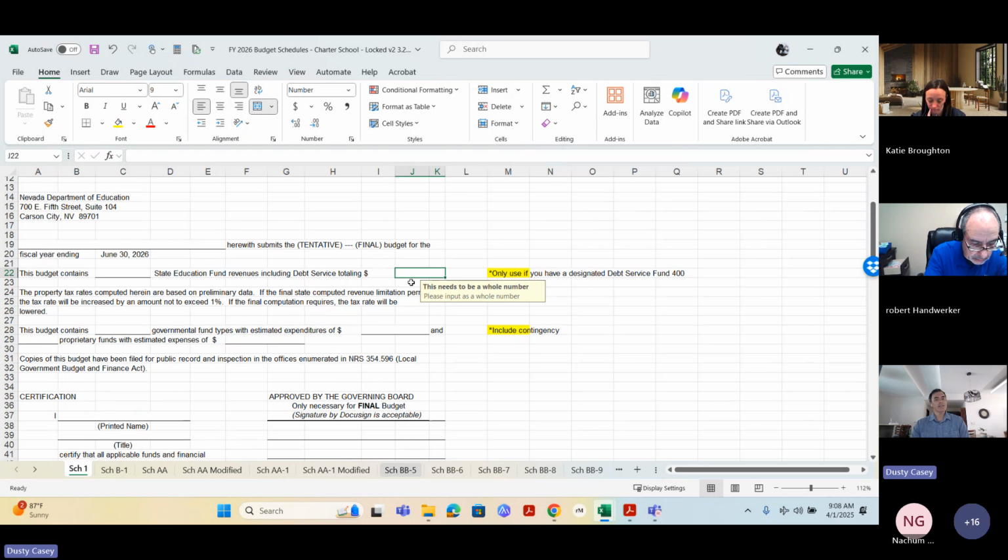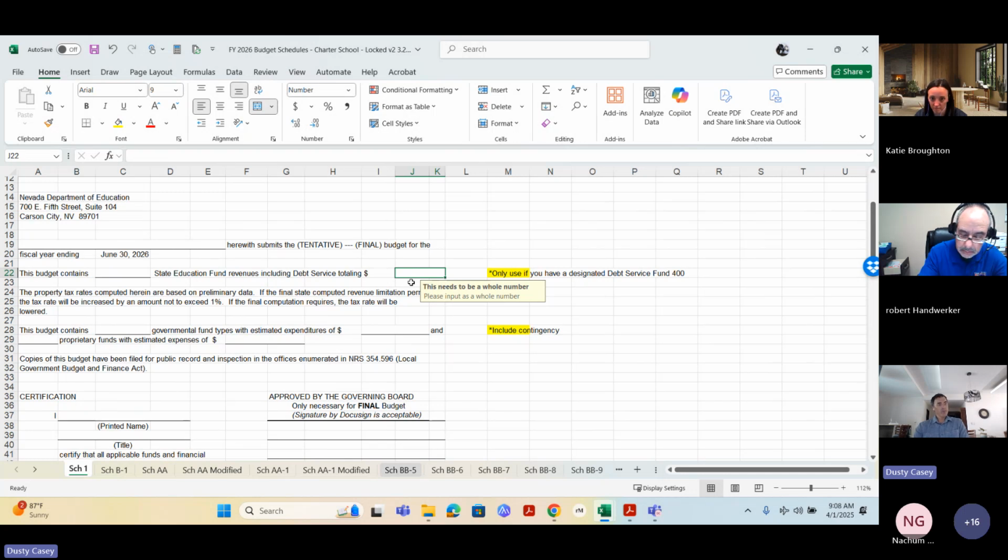The reason is this is the Department of Taxation's workbook. NDE did not make this. NDE also generally doesn't see these. School districts send these directly to the Department of Taxation. We, however, have to send this to NDE and the SPCSA. So all you schools have to send that.